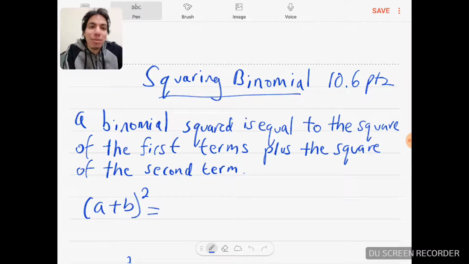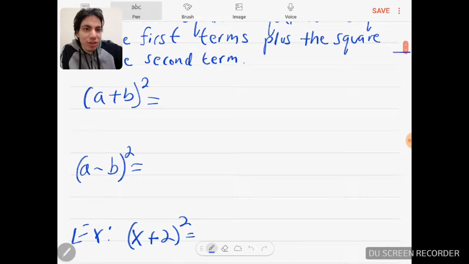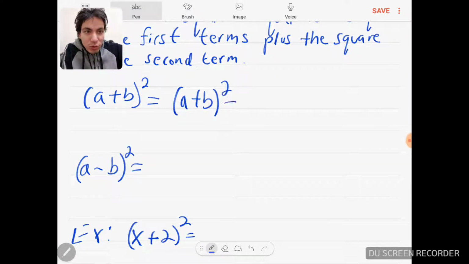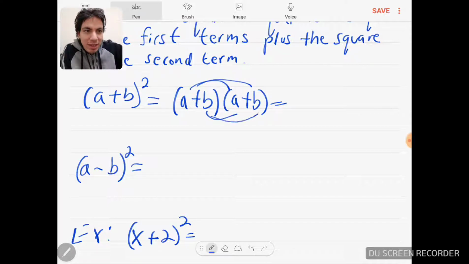So, a binomial squared is equal to the square of the first term plus the square of the second term. Let us generalize what that is. When we have a binomial and you're squaring it, you need to write this out twice. So you have to distribute the a into each term.